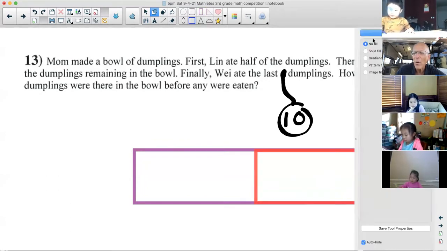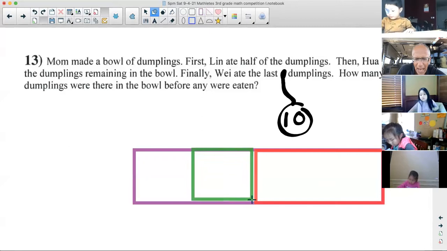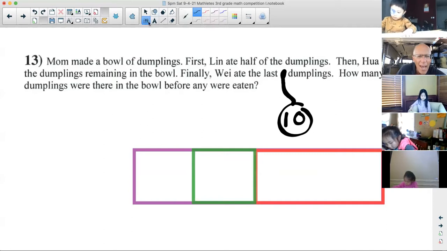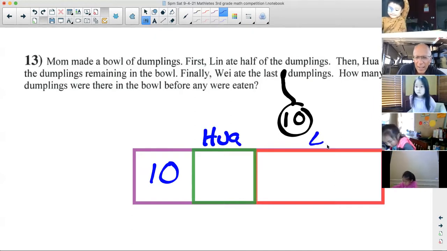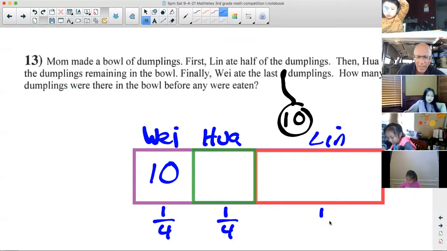And then we have to represent what Hua ate. And who can do that? Because that would be another quarter. And then Wei ate 10. So here we had Hua, Lynn, Wei, and this was a quarter, this was a quarter, and this was a half. Now, everybody think about it.